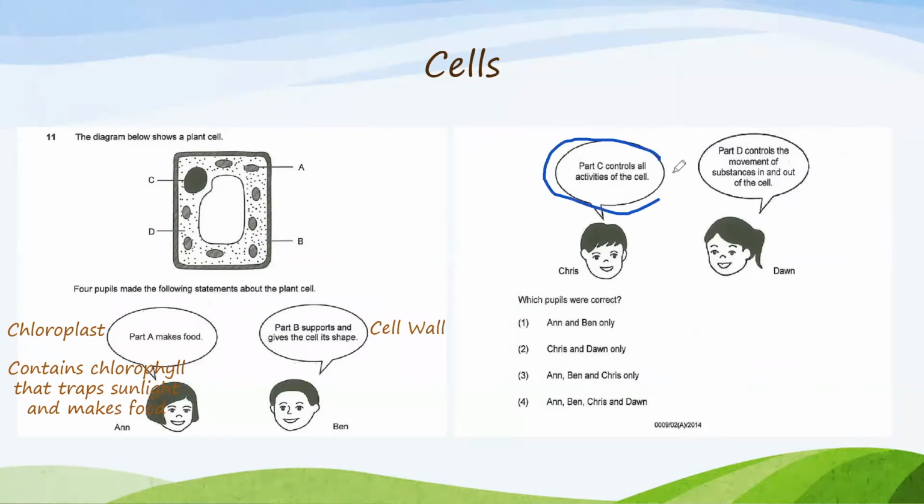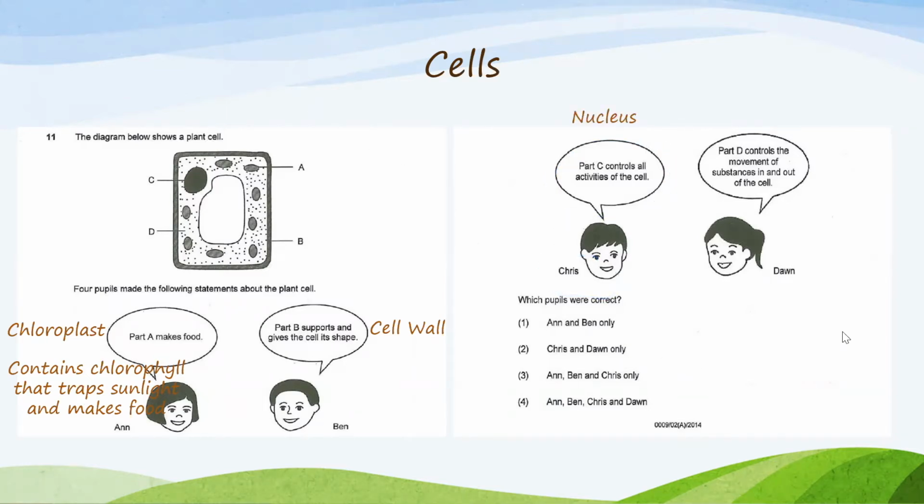Chris says that part C controls all activities of the cell. What is part C? Part C is the nucleus. So what's the function of the nucleus? It is to control all activities of the cell, and it also contains genetic information. So Chris got the statement right.